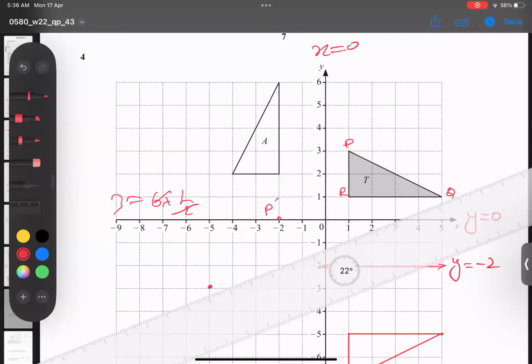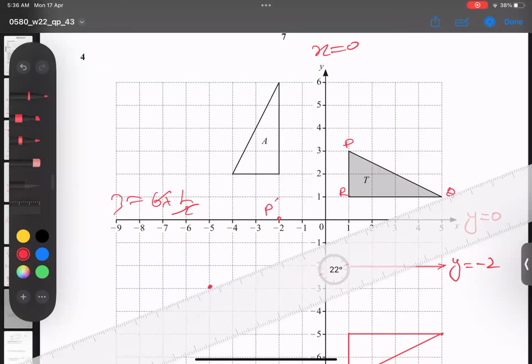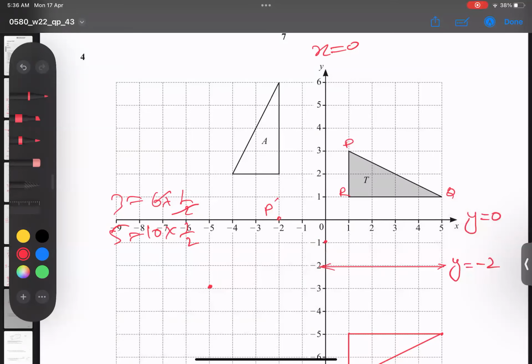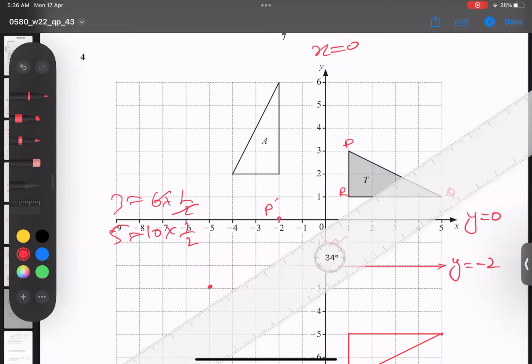Now I talk about Q. From here to there, let's count: 1, 2, 3, 4, 5, 6, 7, 8, 9, 10. So 10 into half, we get 5. Count from the center: 1, 2, 3, 4, 5. So this becomes Q dash. Let's take a scale and now R.